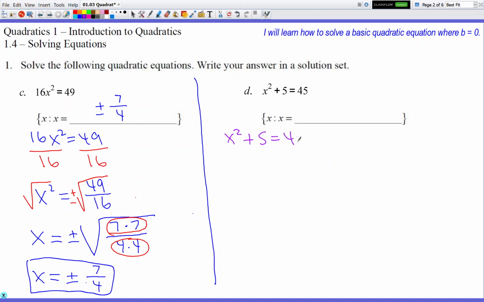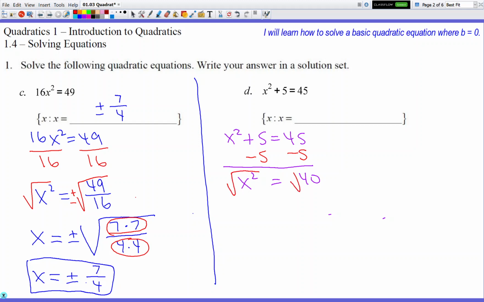So how do I get rid of a positive 5? Hopefully you say subtract 5 on both sides. And when I do that, my left side becomes x squared because the positive 5 and the negative 5 cancel. My right side becomes 40. Then getting rid of the square, that step has happened already 3 times in this video, so you know it's going to happen, right?